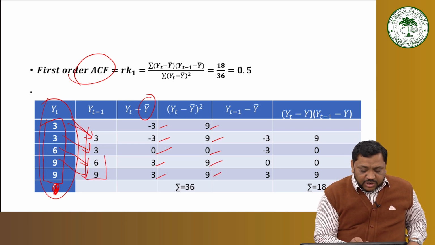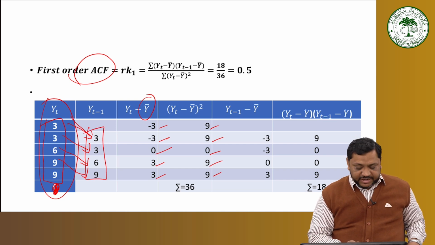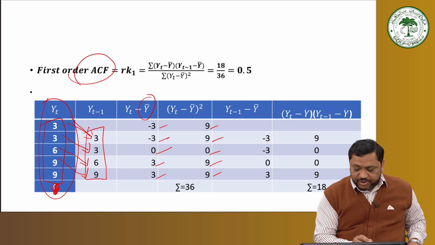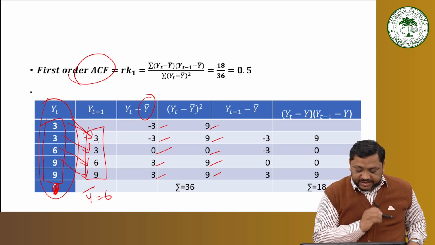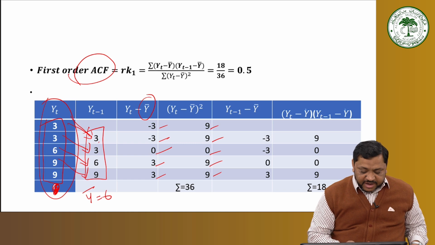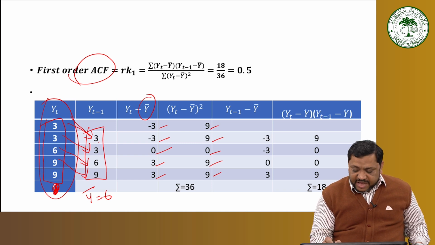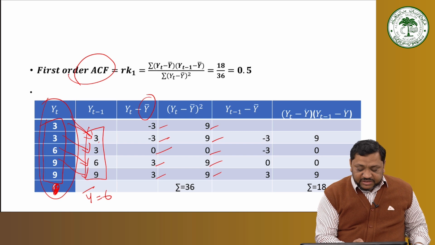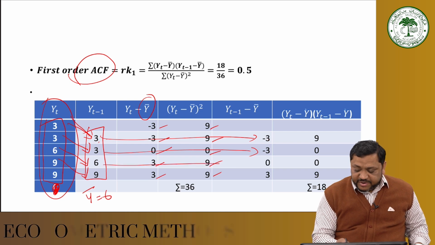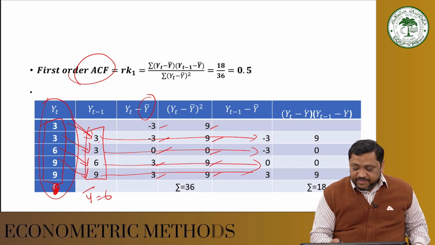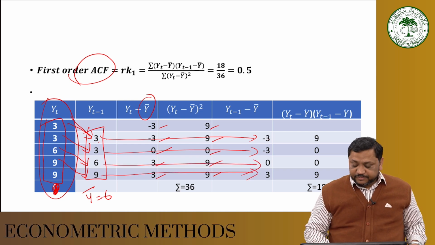Next, we use the column in which a lag has been taken, that is yt minus 1. Now we take 3 minus the value of y bar, which is equal to 6. So we have over here, again, 3 minus 6 is minus 3, 3 minus 6 is minus 3, 6 minus 6 is 0, and 9 minus 6 is again 3.